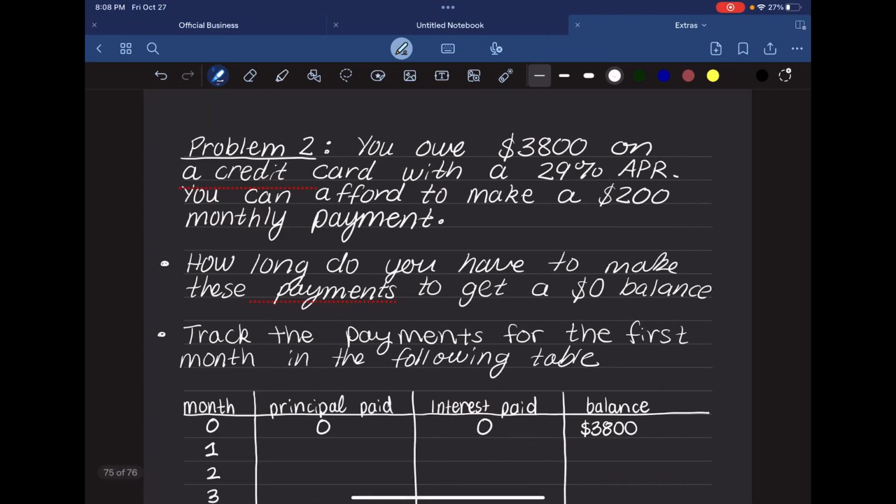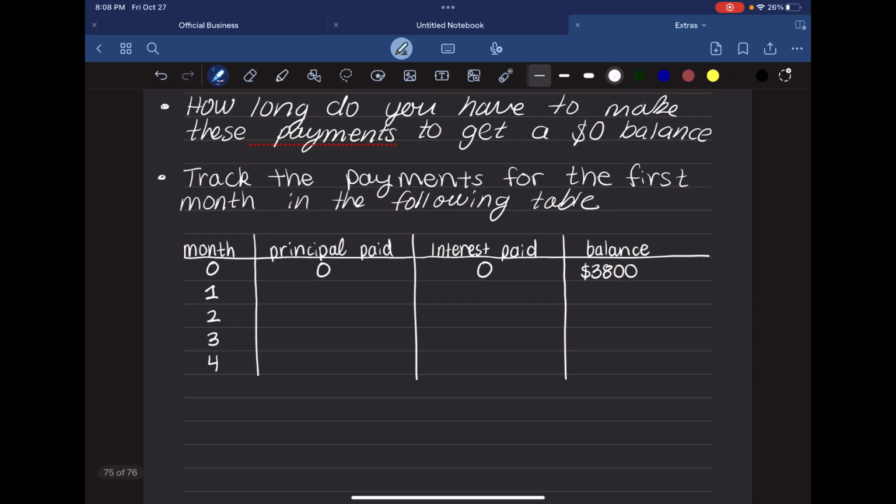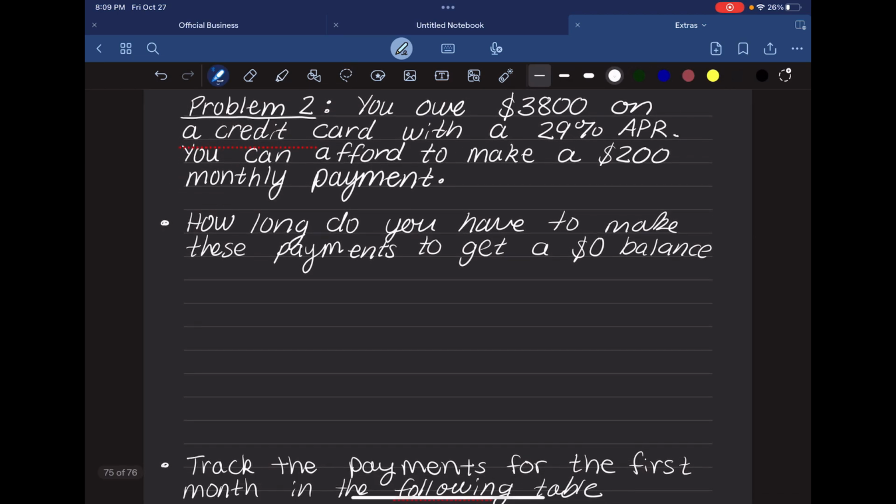All right, so this next problem, we have that we owe $3,800 on a credit card with a 29% APR. It says we can afford to make a $200 monthly payment, and we want to figure out how long we have to make these payments to get a zero balance. So we're going to treat this again like a payout annuity. So we can set up our payout annuity formula.